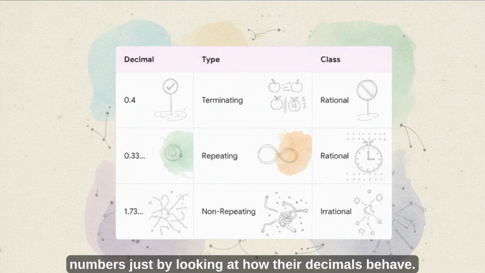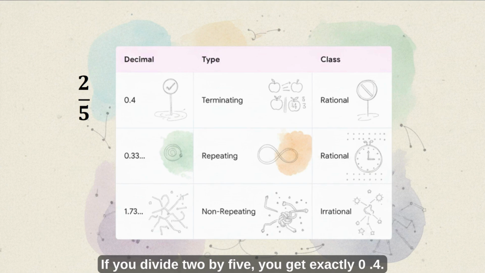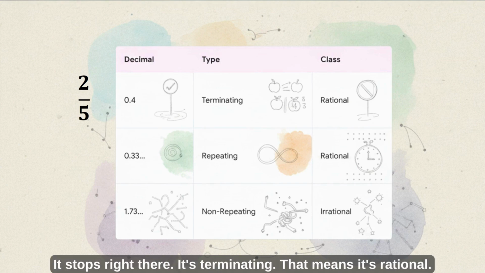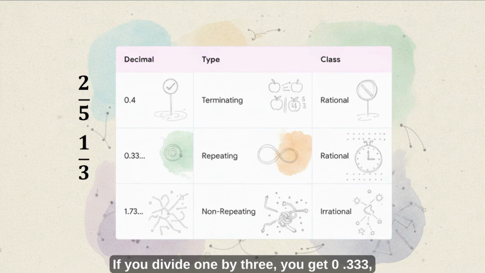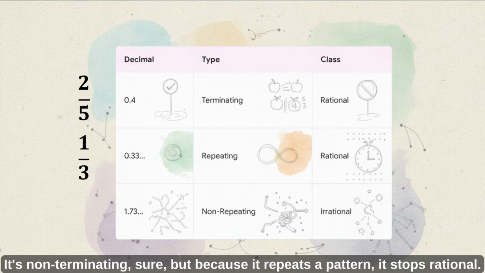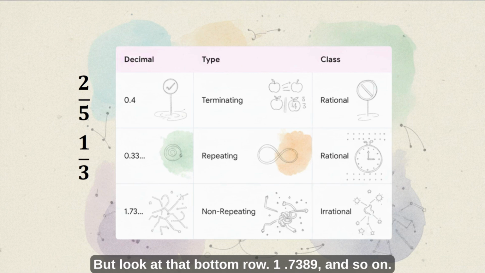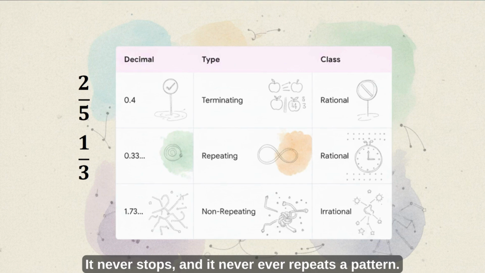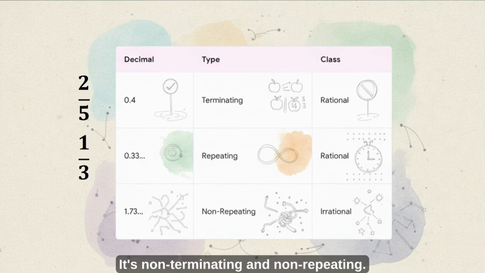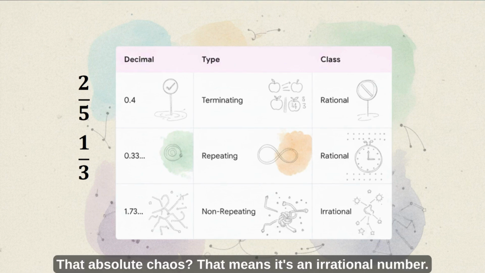Now check this out. Notice how we can classify numbers just by looking at how their decimals behave. If you divide 2 by 5, you get exactly 0.4. It stops right there. It's terminating. That means it's rational. If you divide 1 by 3, you get 0.333, and that just keeps repeating forever. It's non-terminating, sure, but because it repeats a pattern, it's still rational. But look at that bottom row, 1.7389, and so on. It never stops, and it never ever repeats a pattern. It's non-terminating and non-repeating. That absolute chaos, that means it's an irrational number.